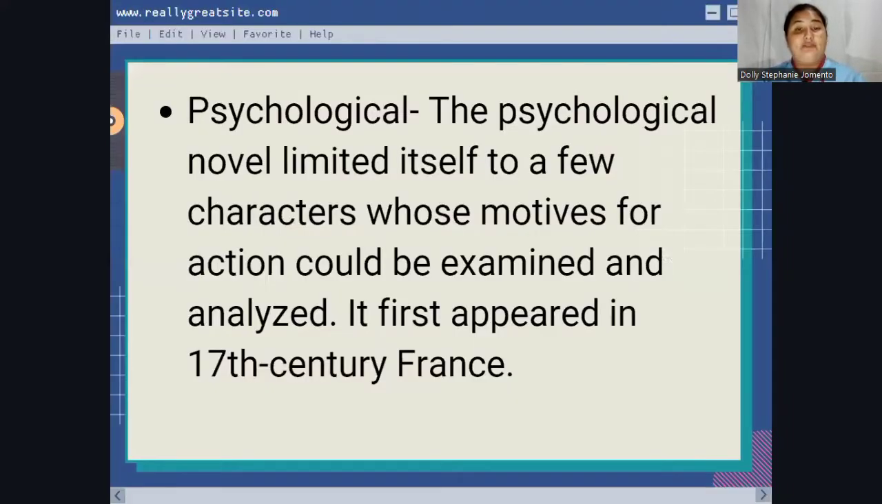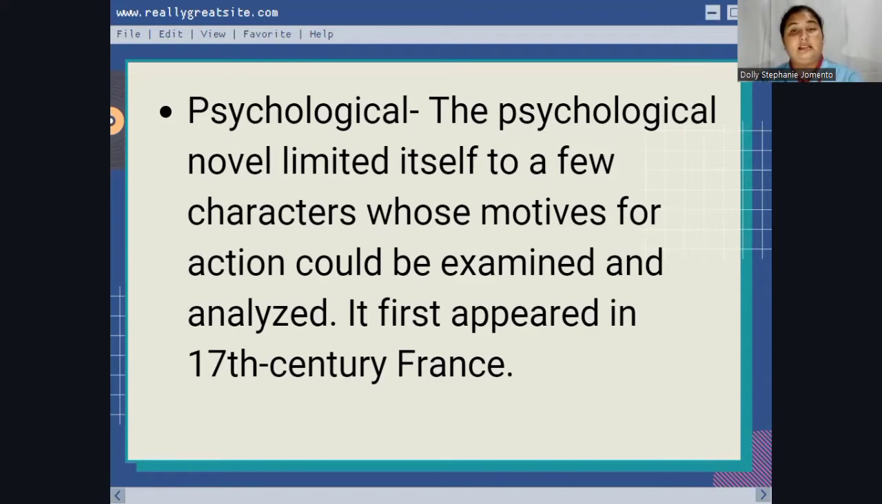So next, we have psychological. The psychological novel limited itself to a few characters whose motives for action could be examined and analyzed. It first appeared in 17th century France. So in here, it is a more primitive fiction that is characterized by a proliferation of action and incidental characters.